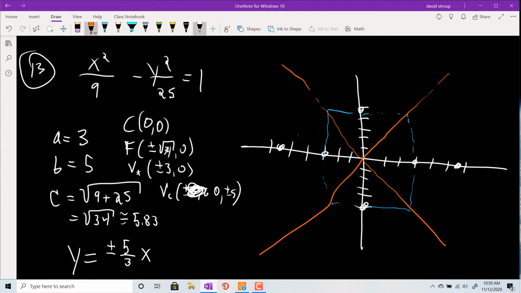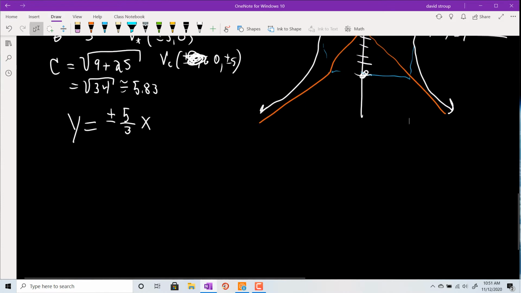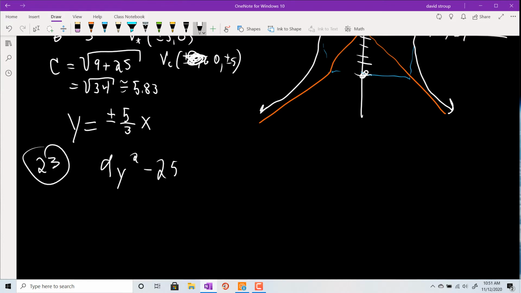And then go ahead and do your branches. Swoop. Not the best drawing in the universe, but I think you get the picture. Okay, let's go on another one. So let's look at 23: 9y squared minus 25x squared equals 225.